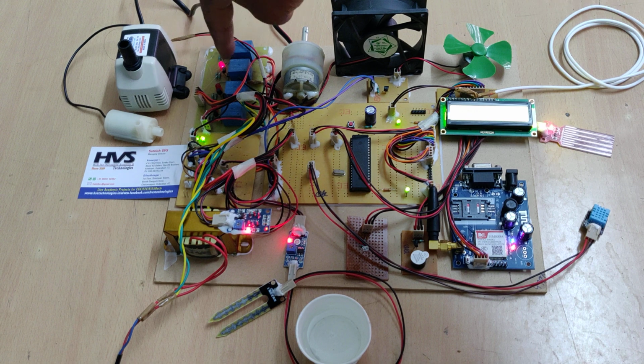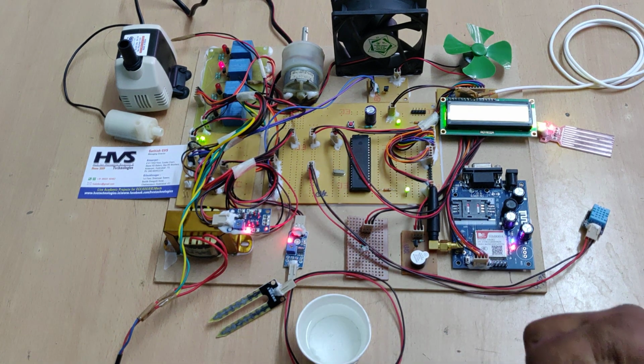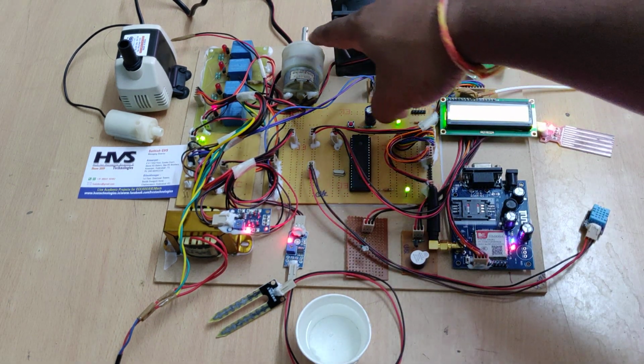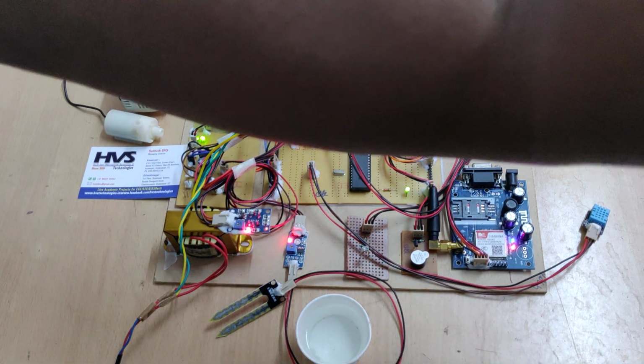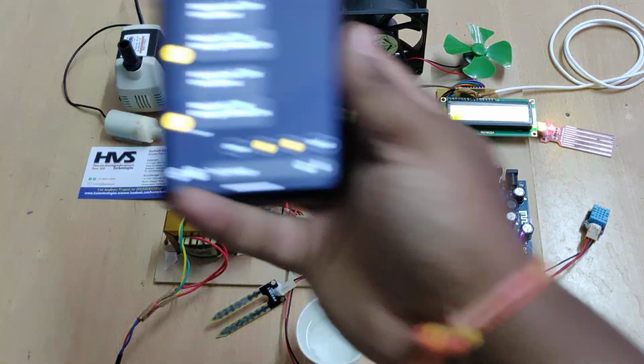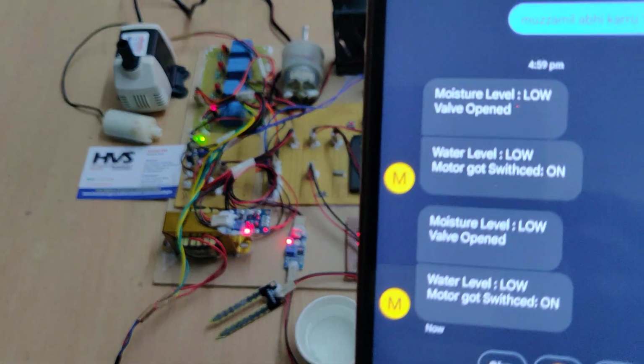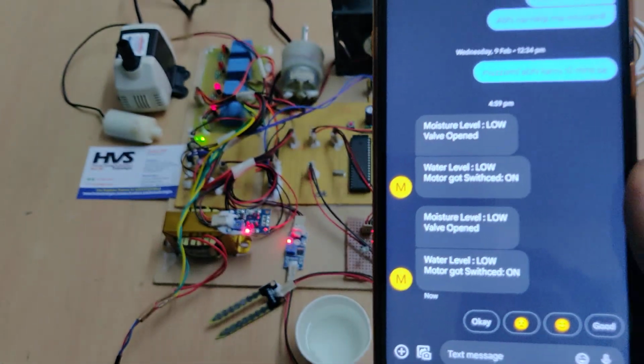So the motor got switched on, the relay is there. And next, the valve is rotated and the motor is on, and we are getting the messages. So these are the messages we are getting now.